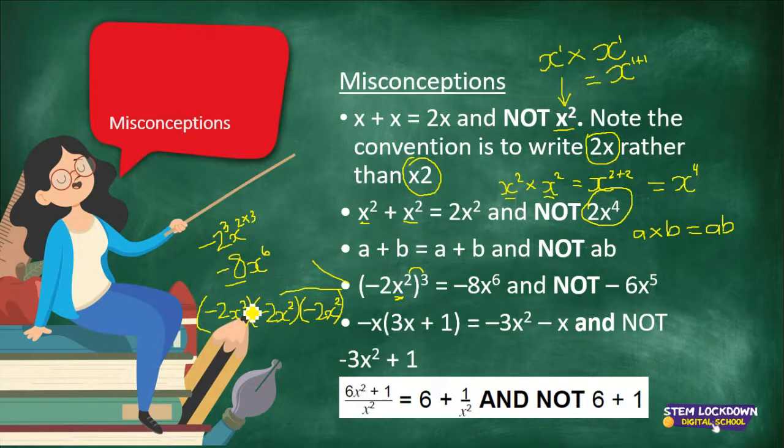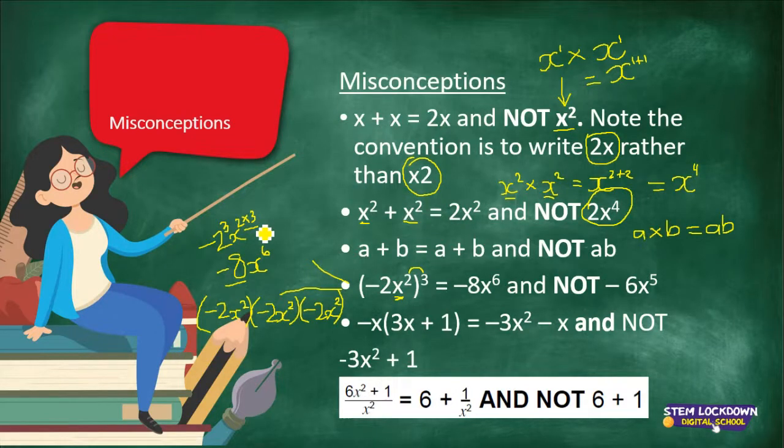And then x squared times x squared times x squared. Remember, you are adding, in this way, you're actually adding the powers. 2 plus 2 is 4 plus 2 is 6. Or just use this law. Okay, let's carry on.